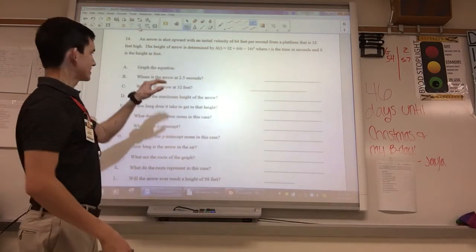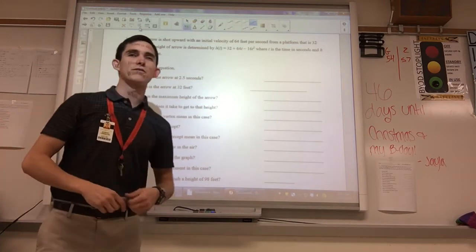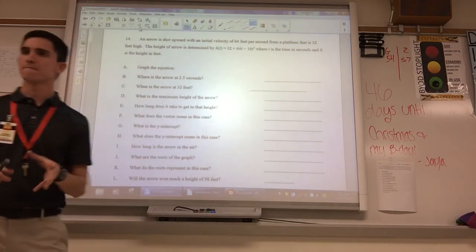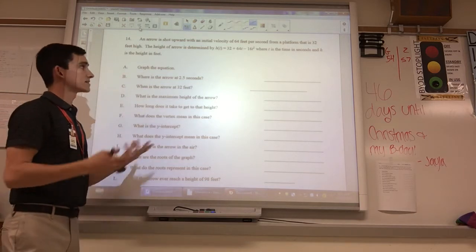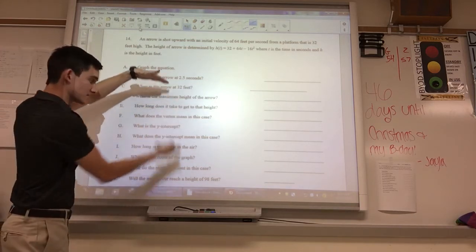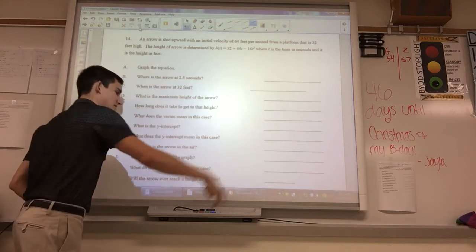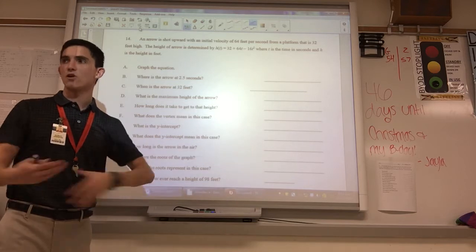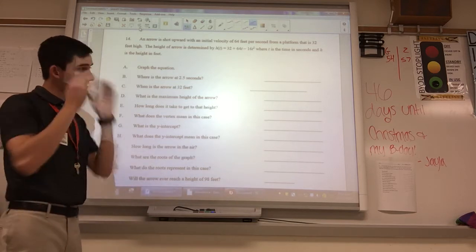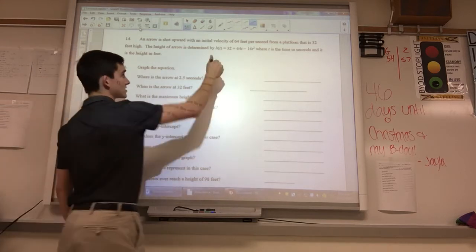So, it says, where's the arrow at 2.5 seconds? So what are you trying to do here? Plug 2.5 in. Plug 2.5 into what? T, the time, right? And it's as simple as that. All this is just a combination of plugging into t or plugging into h of t, right? That's all it is, every single time. You just have to understand the context well. All right, so we're going to plug into t.